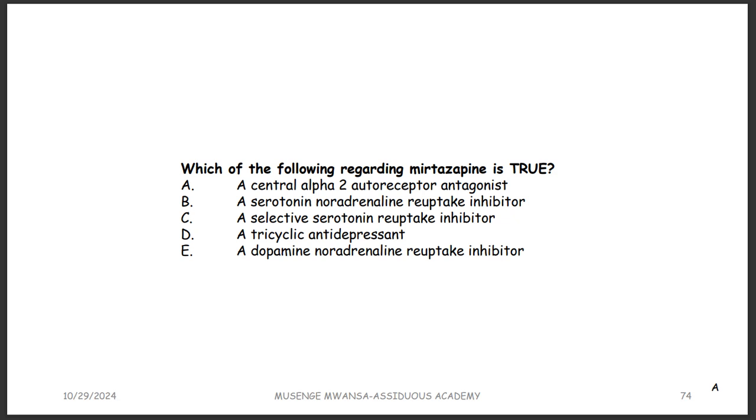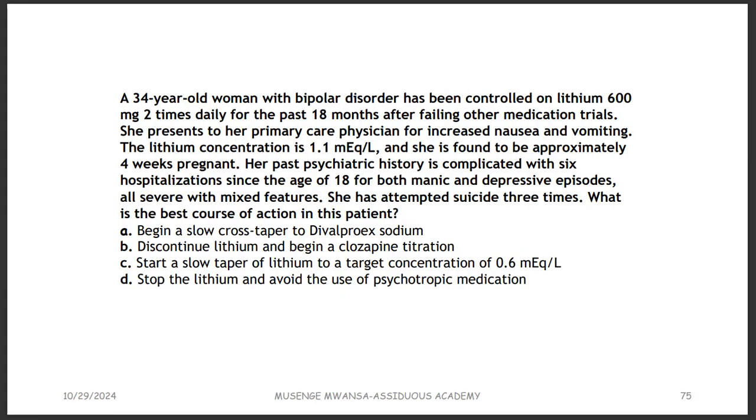Okay, so this guy, mirtazapine, when you are classifying it depending on the structure, it is a tetracyclic antidepressant. And then by mechanism of action, it is alpha 2. Remember the two, those are adrenergic alpha 2 adrenergic receptor antagonists.